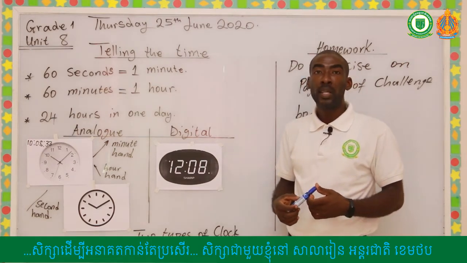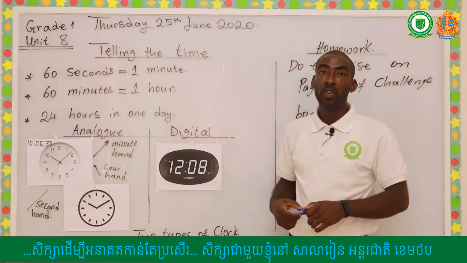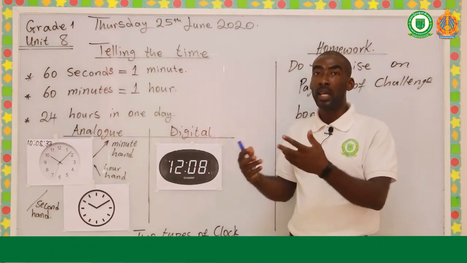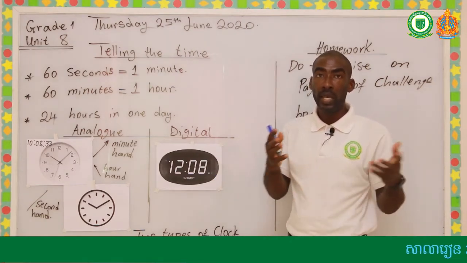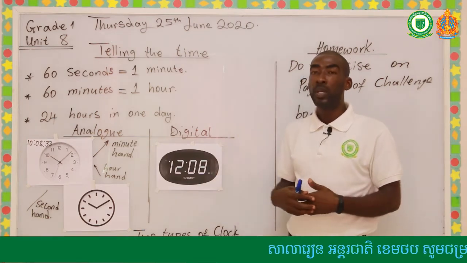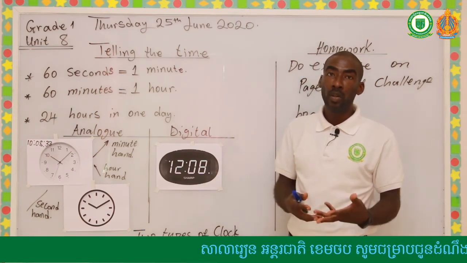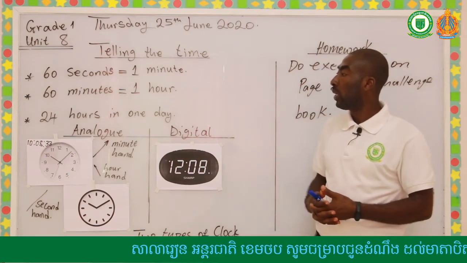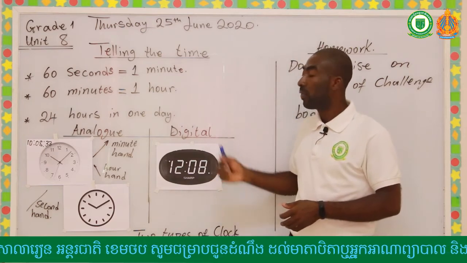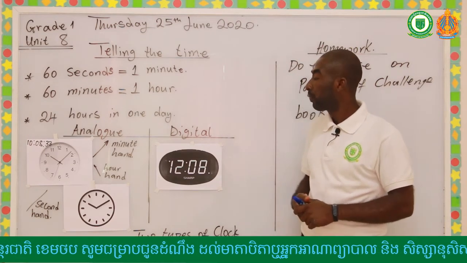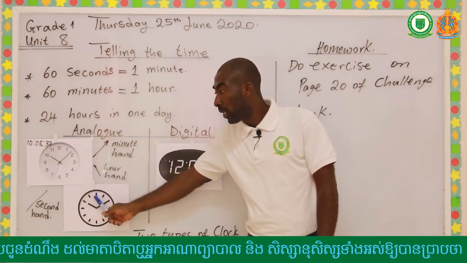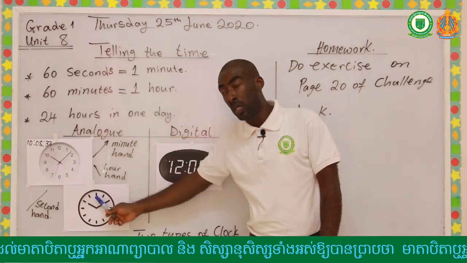We also learned that we have two types of clocks, okay? A clock is just like a watch, so watch and clock are the same. Over here we looked at two types of clock, and we realized that we have the analog clock and then we have the digital clock. So this is the picture of an analog clock.